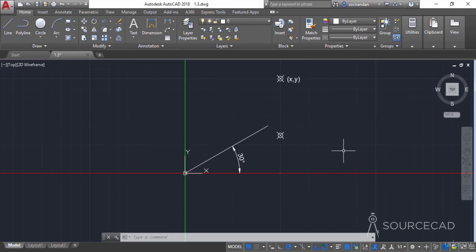AutoCAD uses the very popular Cartesian coordinate system for making the drawings. And in the Cartesian coordinate system, we have X, Y, and Z axis. Here we have this X axis represented with a red line, the Y axis represented with a green line, and we also have a Z axis which we cannot see because we are in the 2D plane. The Z axis is pointing outwards from the screen right now.